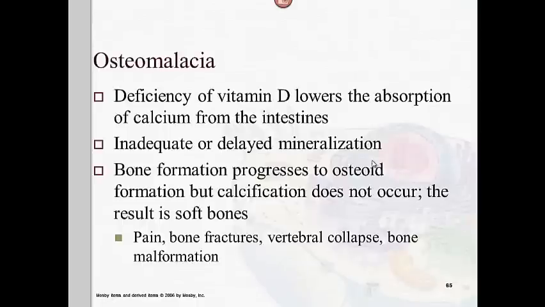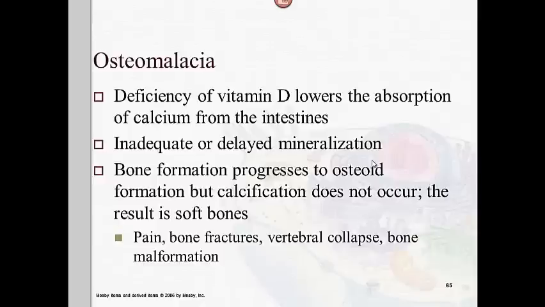Remember that osteomalacia is basically a deficiency of vitamin D that lowers the absorption of calcium from the intestine. The bone formation progresses to osteoid formation. Diagnosis is established by evaluating the diet of the patient, vitamin D intake, phosphorus intake, radiographic evidence of skeletal demineralization and loss of dentine.